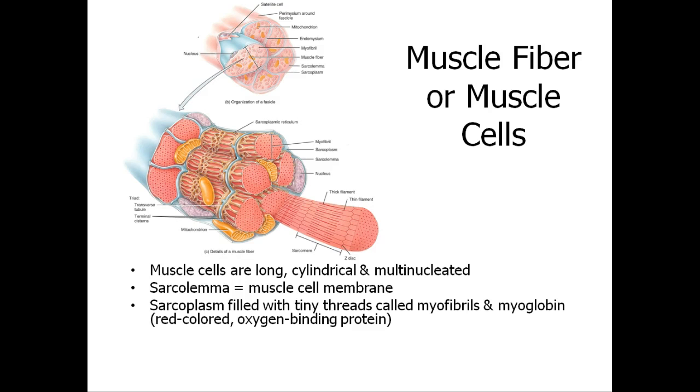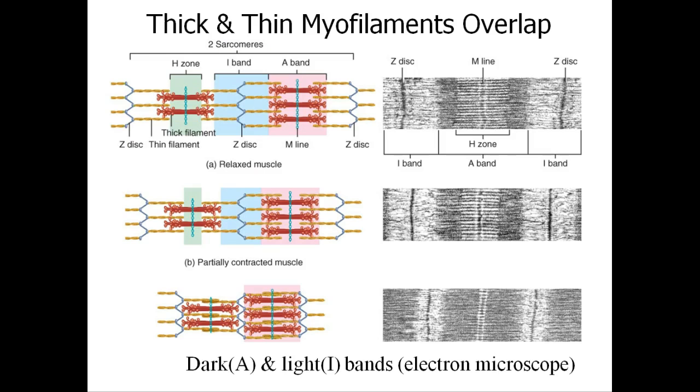Okay, so here we have a muscle fiber. You can see the muscles are long, cylindrical, and multi-nucleated. Okay, multiple nuclei within those there. The sarcolemma refers to the muscle cell membrane, and the sarcoplasm is filled with tiny little threads called myofibrils, and with them some myoglobin as well. So there's a visual demonstration of those.